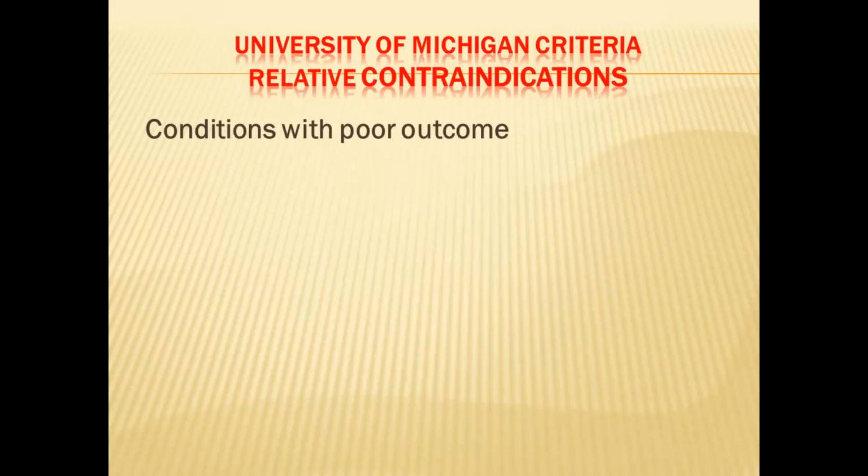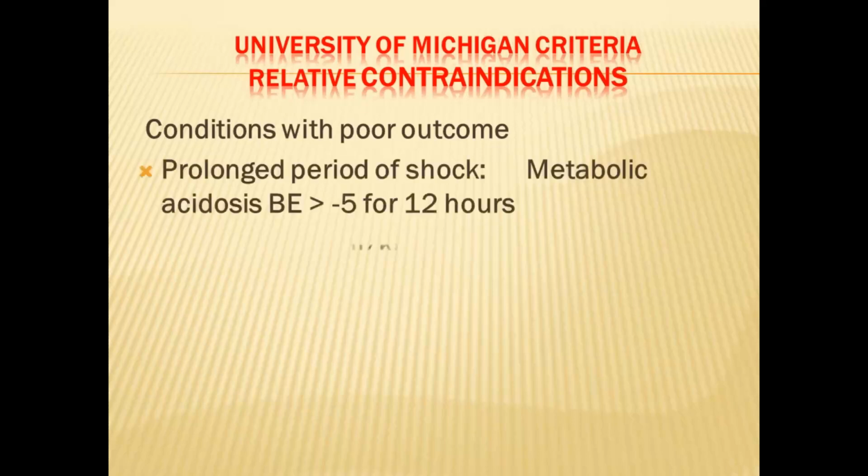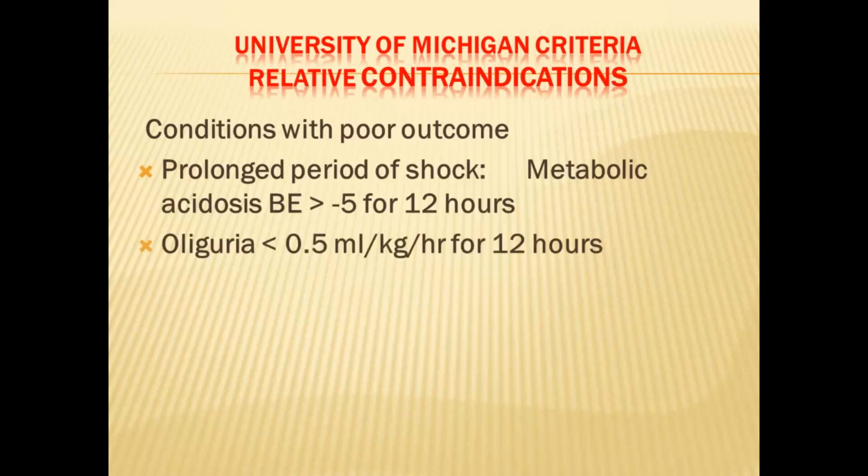At the University of Michigan, there are some relative contraindications to putting the patient on cardiac ECMO, and those are conditions with a very poor outcome. When there is a prolonged shock with metabolic acidosis, base excess more than -5 for 12 hours, or oliguria, less than 0.5 ml per kg per hour for 12 hours. These are the cases in which, even if you put the patient on ECMO, the outcome is not going to be great, it is going to be dicey. And that's the reason that becomes a relative contraindication.